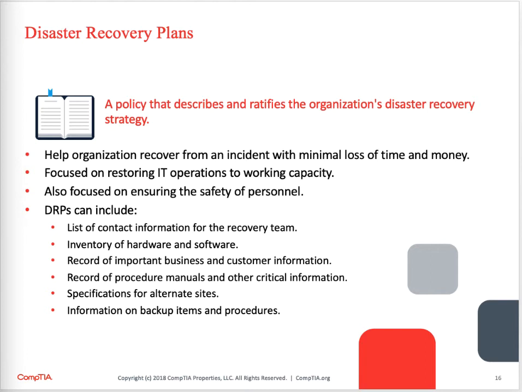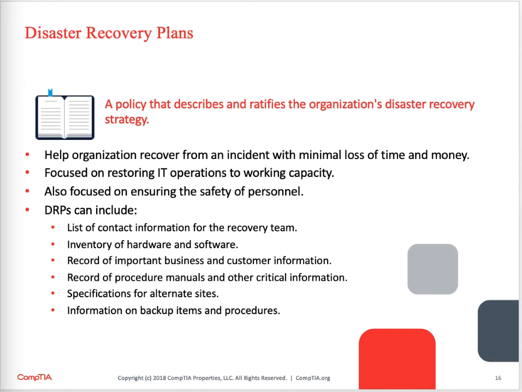So a DRP can include things like a list of contact information for the individuals responsible for recovery. They're going to have an inventory of our hardware and software. It's going to have a record of important business processes and consumer information in order for us to continue business. So if we're selling wheat or something, it might include our most important customers, right? Because they need to know about this as well.